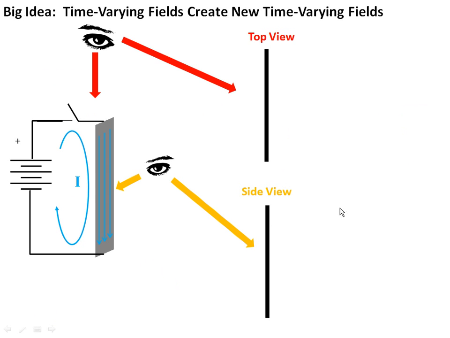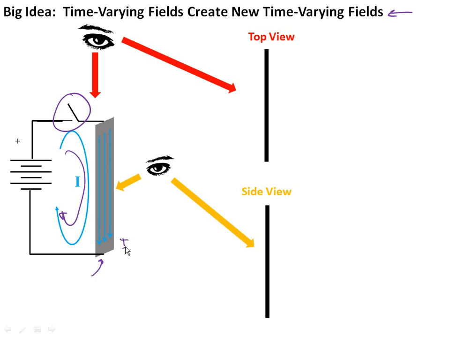Another one of the big ideas we talked about is that time-varying fields are going to create new time-varying fields. In order to illustrate this, we considered another very simple circuit where we have a battery, a switch we're going to close at time t equals 0, and a big giant plate. When we close the switch, we're going to see some current I, given as the light blue lines, flow in that direction.